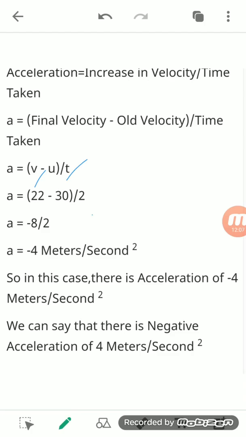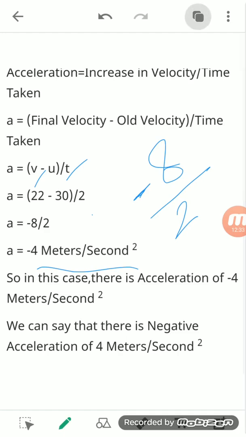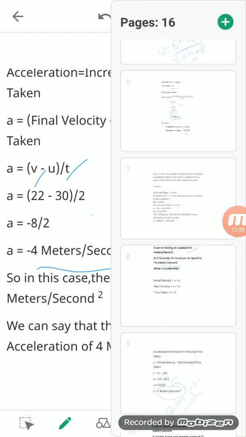So by this we can find the value, that is minus 8 by 2, which is equal to minus 4 meter per second square. Okay, so you see here it is a minus, so it is a negative acceleration, or we can say it is a retardation. When the speed increases, this will show the positive acceleration. When the speed decreases, it will show the negative acceleration.